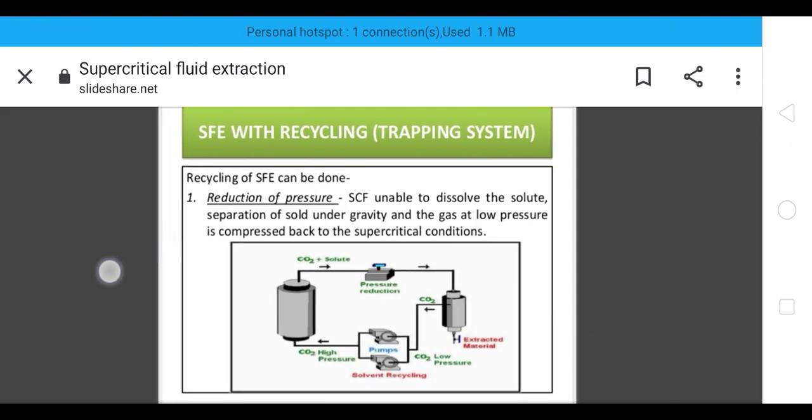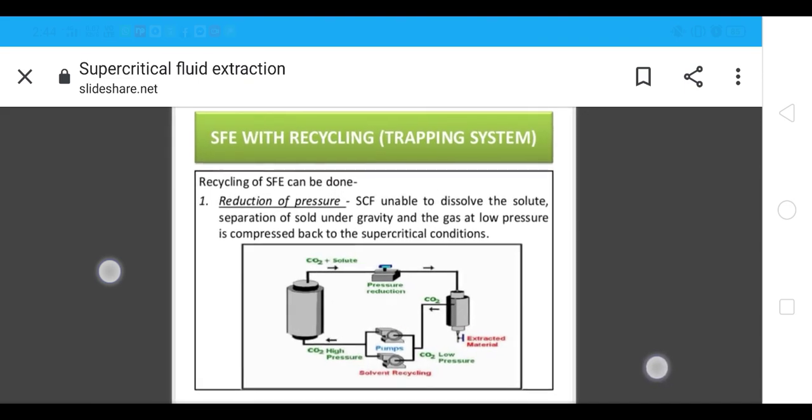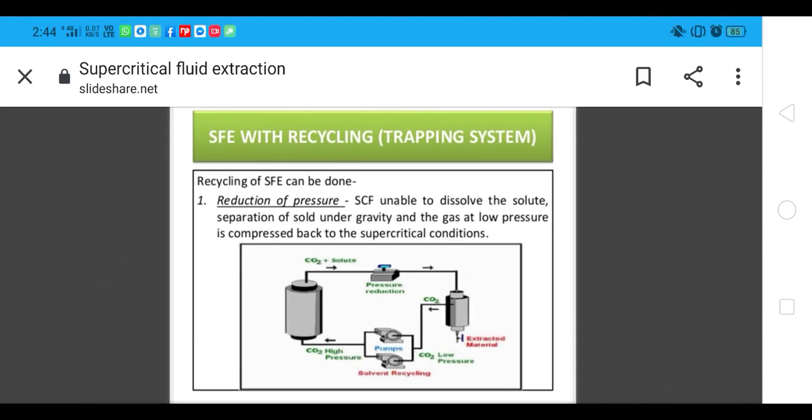Now, after extraction, the role of the trapping system is to handle the supercritical fluid with a recycling or trapping system. Recycling of the system can be done by reduction of the pressure. Here, the supercritical fluid is unable to dissolve the solute, so separation of the solute occurs under gravity, and the gas at low pressure is compressed back into supercritical condition.